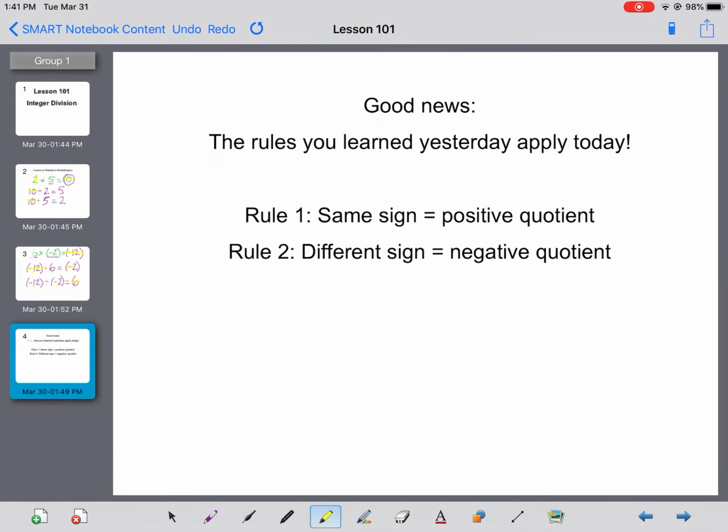And that's hopefully good news to you. You don't have to learn any new rules. The rules you learned yesterday apply today. If you have the same sign, your answer is going to be positive. If you have a different sign, the answer is going to be negative. It's that simple. So you can get right away started on your exercises.